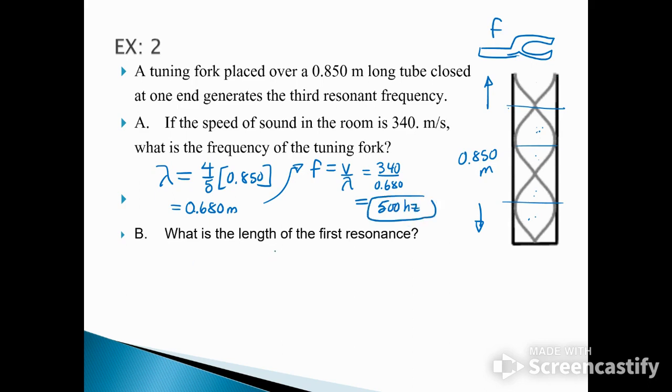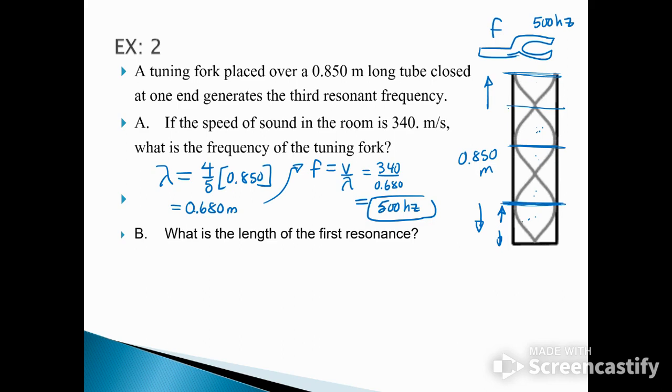And now we want to know the length of the first resonance. Well, it's this length here. So this is a 500 hertz tuning fork, and a column this long will produce a resonance because it's where we hit, and a column this long will produce a resonance, and then the next one occurs here. Right? So wherever you see an antinode, you will get a resonance.